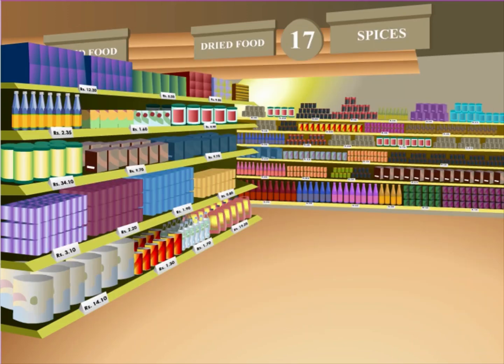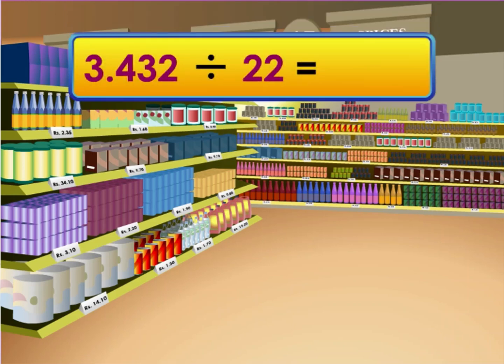Remember in the earlier lesson, dividing a decimal number by a whole number is done the same way as you divide whole numbers, and don't forget to place the decimal point correctly in your calculation. Let's divide 3.432 by 22. We will use the factorizing strategy to find the solution.